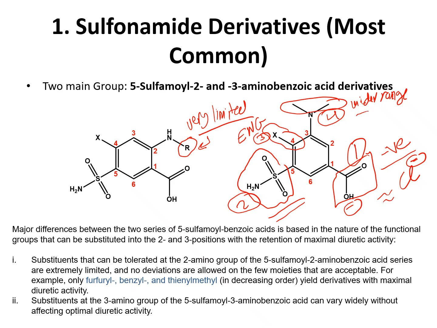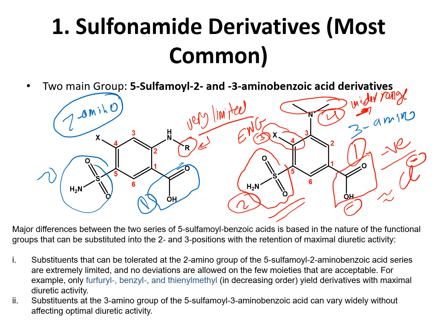If it is on the 3 position, I can use many substituents: butyl, ethyl, propyl, cyclopropyl, cyclobutyl, whatever, will all be active. So this is in this group, the group where the amine is. If we want to write the number in another color, this is the 3-amino. Okay, on the 2-amino it's also the same requirements: the presence of carboxylic acid 1, sulfamoyl 2, electron withdrawing group 3, and the amine with a substituent 4.